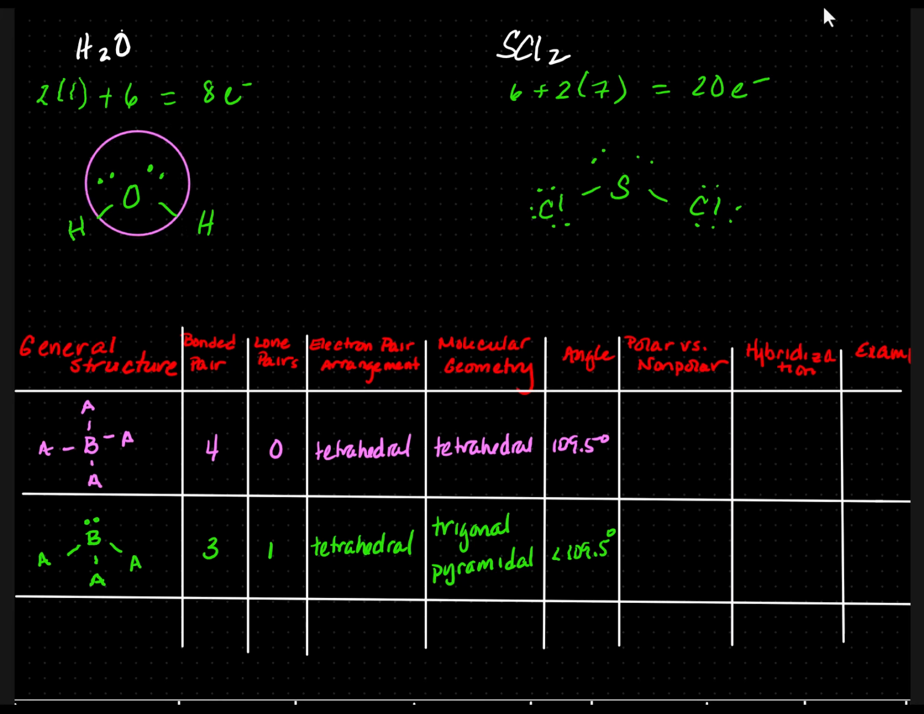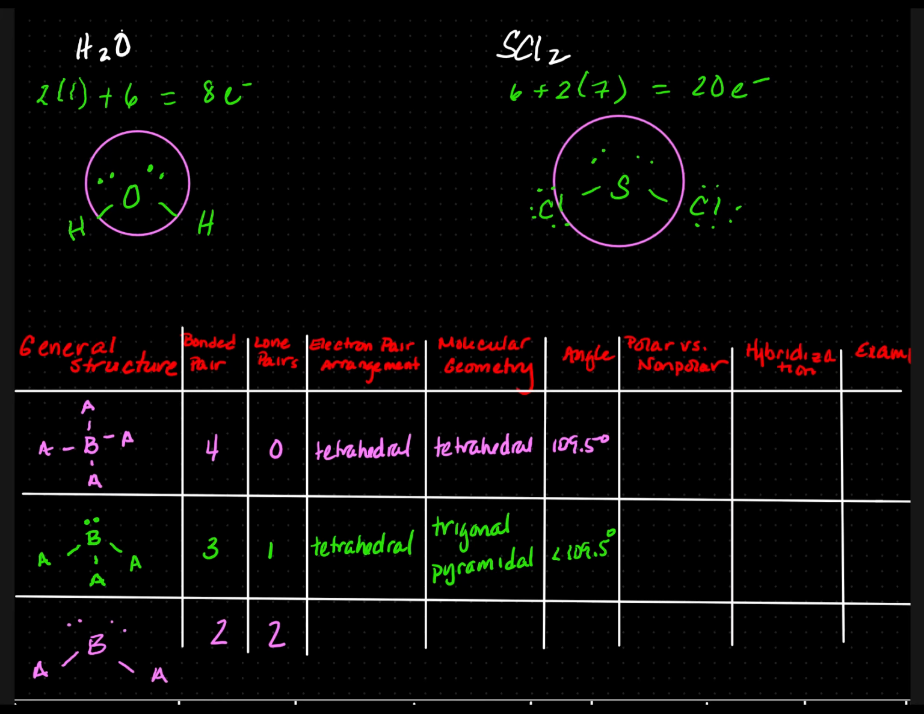If I look at the central atom of water, there are 2 bonded pairs and 2 lone pairs. If I look at the central atom sulfur, I have 2 bonded and 2 lone. So the general structure for 2 bonded pairs and 2 lone pairs is we have central atom B, we have 2 elements on the outside, and we have 2 lone pairs.